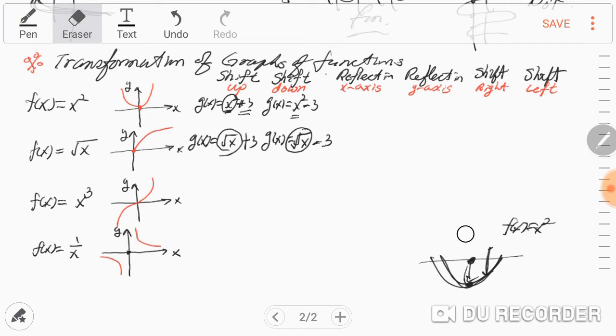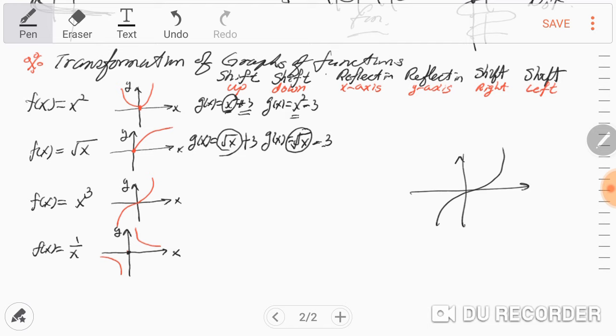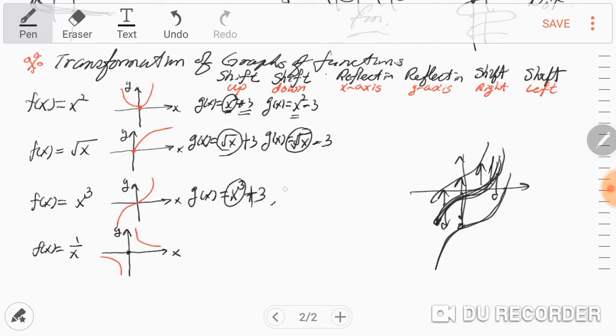Okay, how about cube root? Okay, the cube root, we want to move the cube root graph 3 units down. 3 units down. So it's going to be like this. Then the function is a cubic function. It's a cubic function so add 3 to the cubic function. If we want to move up, shift the cubic function graph 3 units up, then what we do is x cubed plus 3. If we move the graph down, 3 units down, then subtract 3 from the graph.